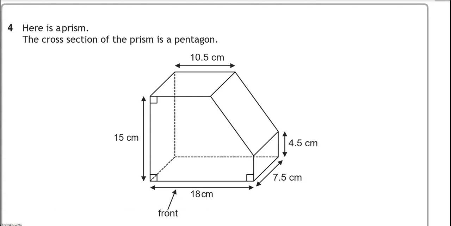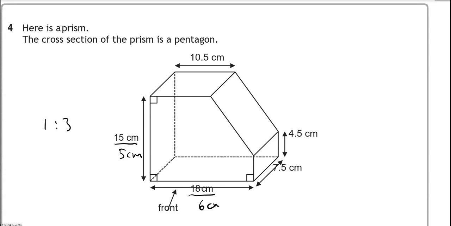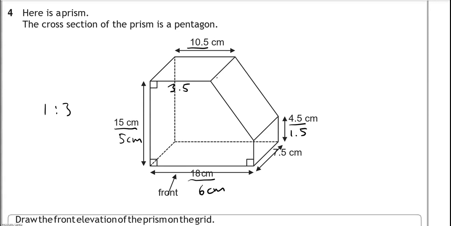So we've got 15 centimeters here, which is going to be 3 times smaller because we've got a ratio of 1 to 3. So this is going to be then 5 centimeters on the grid. And this is going to be 3 times smaller. It's going to be 6 centimeters. And we're going to go up by 4.5 divided by 3, which is 1.5, and across here 10.5 divided by 3 to give us 3.5.